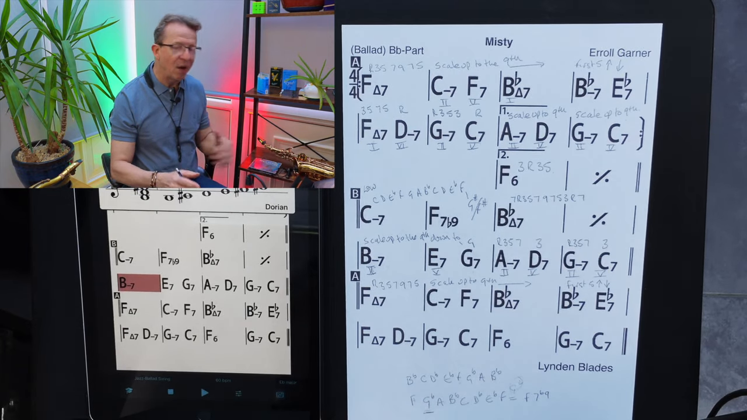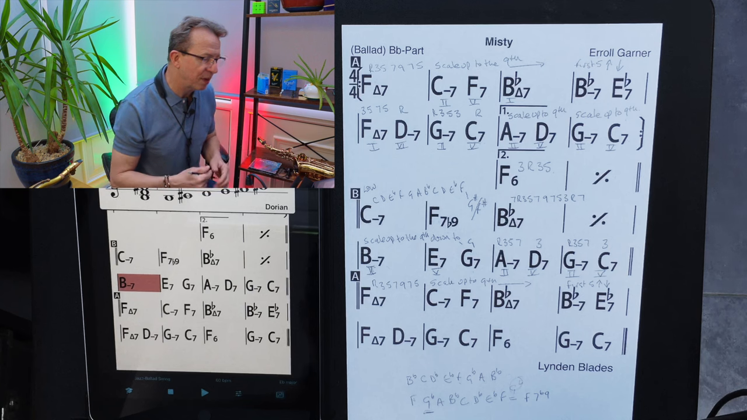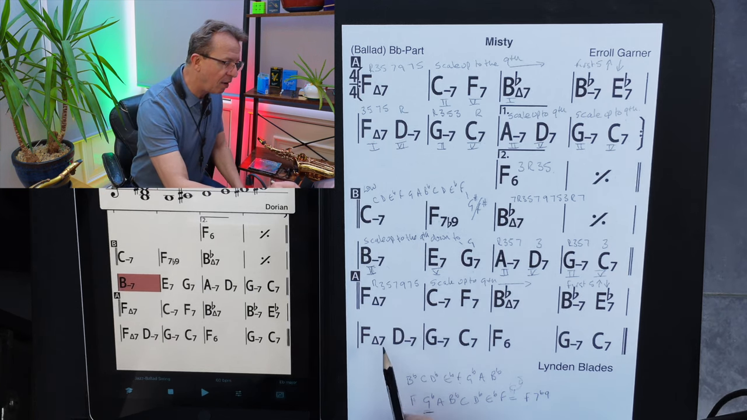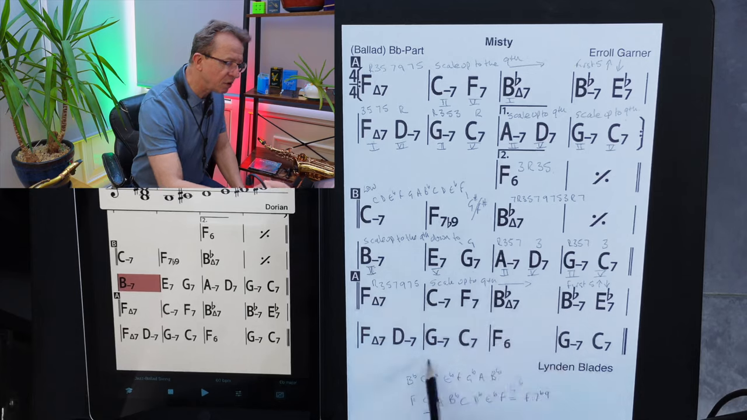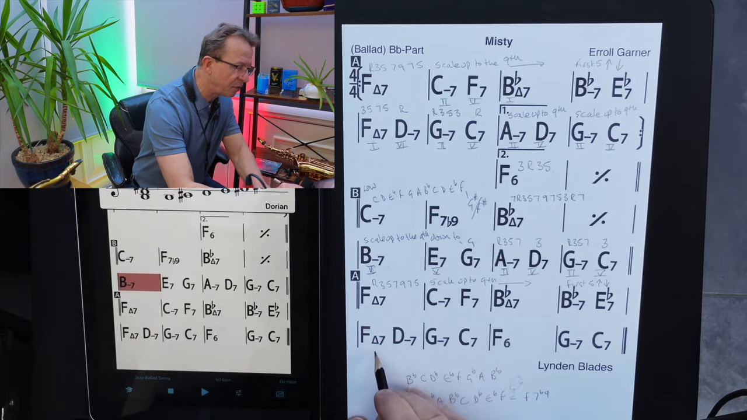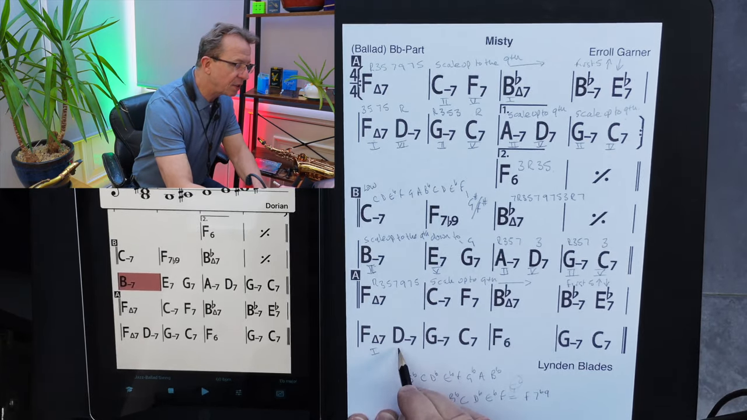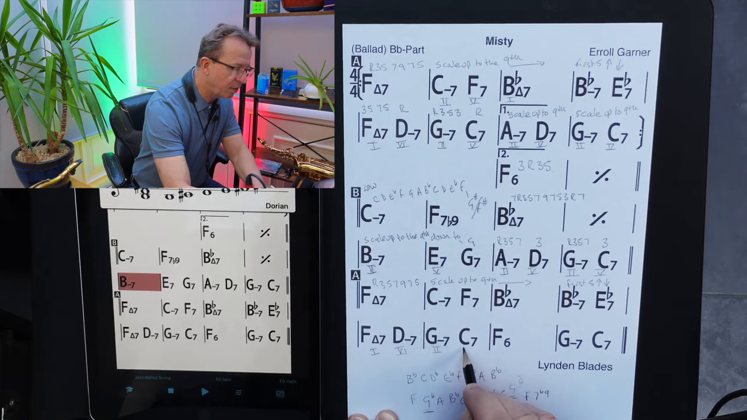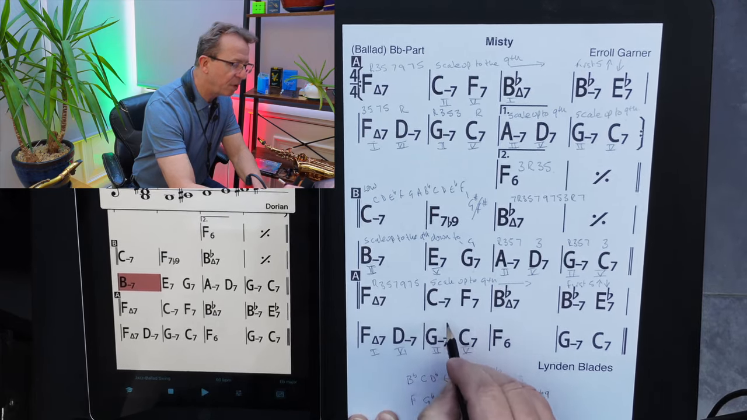I won't play that now because we've already played that and I don't want to make this tutorial too long. And then I've got the same structure, exactly the same, so I don't have to worry about that too much. I've got a 1, 6, 2, and 5, and I should probably put that in here as well.